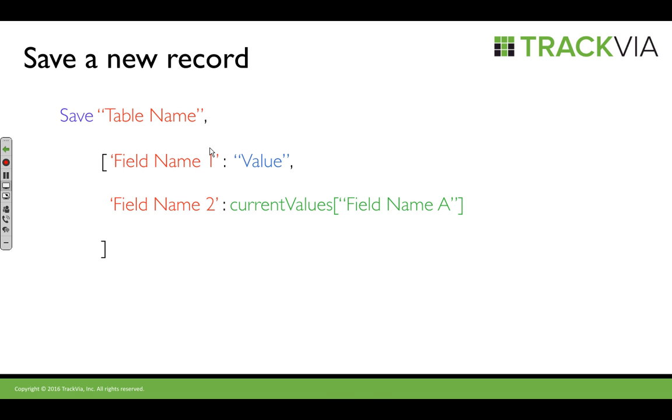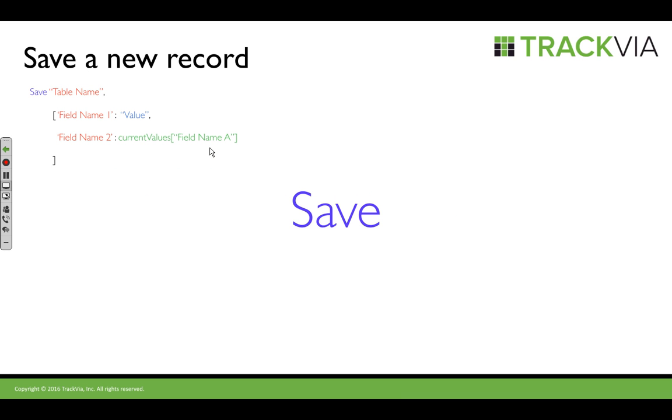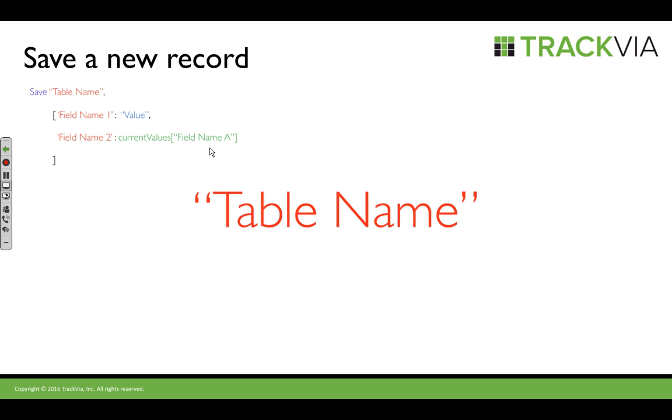So this is the syntax for saving a new record in an unrelated table. That first element there, save, is literally that: go ahead and save a record for me. That's the syntax you're going to want to use there. The table name is the table that you are trying to save the record into. So for me, my users are adding a record into equipment inspections, and TrackVia will be saving a record into maintenance. So the table name here for me would be maintenance.